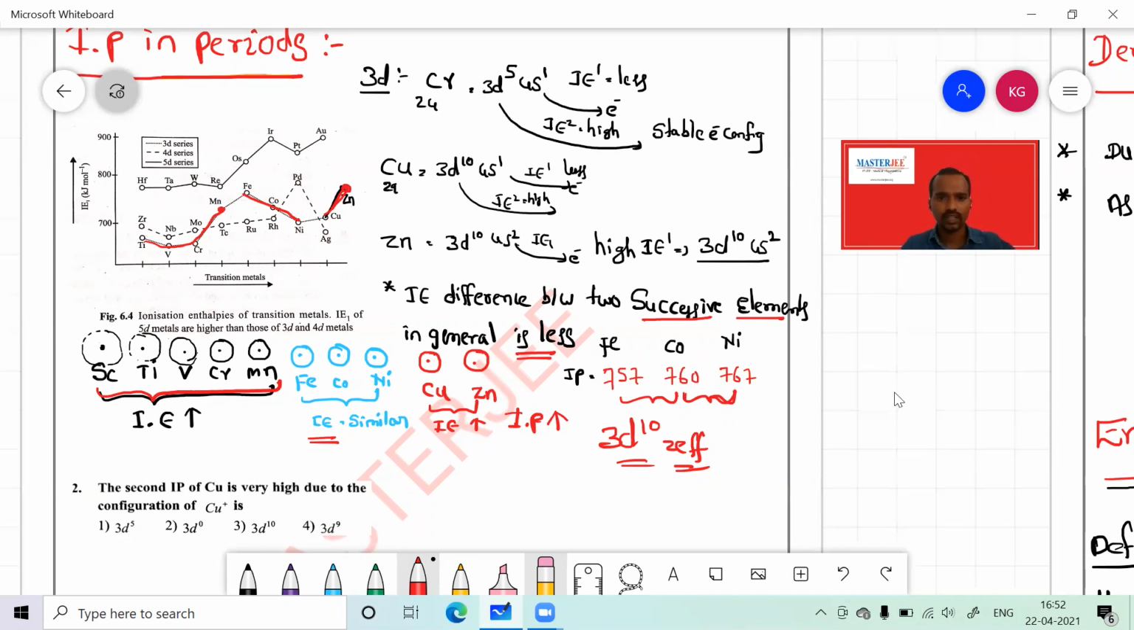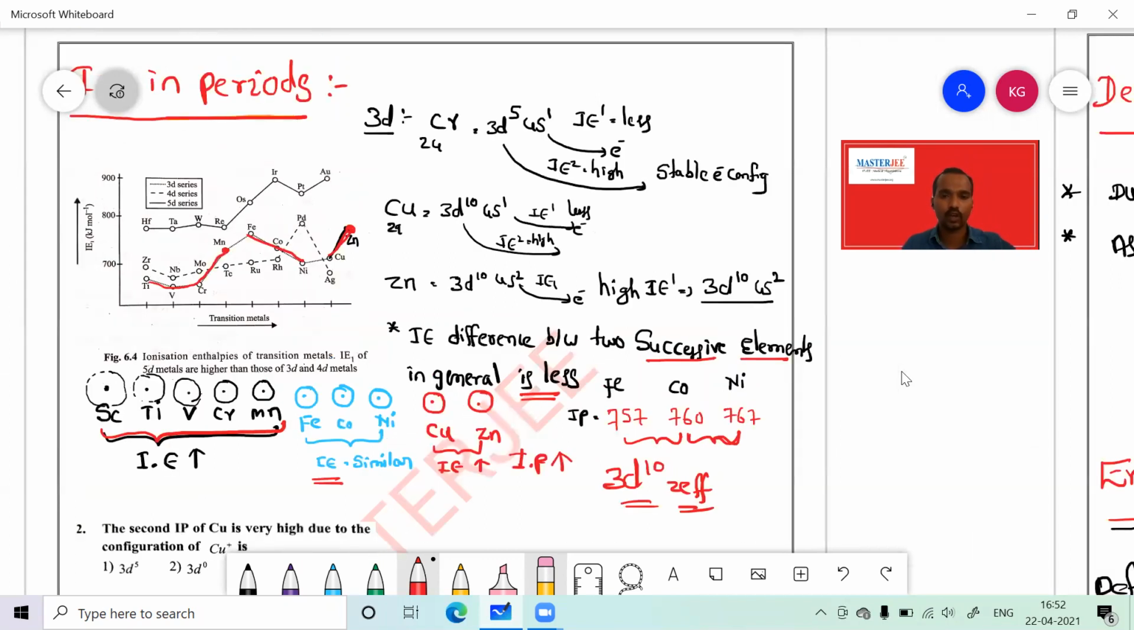Next, see, ionization energy in the case of chromium and copper. If you take chromium and copper, the first ionization energy is less and the second is always high. Why? I think you are already getting some idea. See, its electronic configuration is 3d5 4s1. Losing this electron is easy. By using only a less amount of energy, we can remove this electron from here.